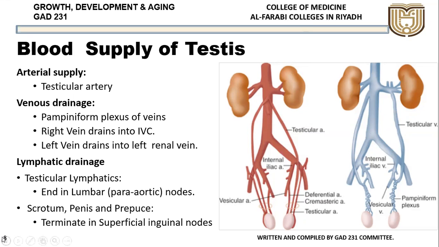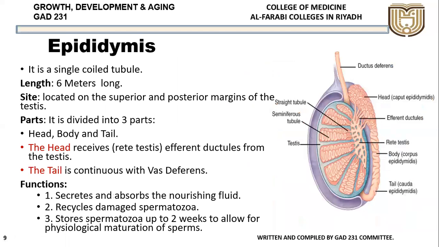Coming to the lymphatic drainage, it is by the testicular lymphatics, and they end in the lumbar or para-aortic group of lymph nodes. Around the aorta there are groups of lymph nodes, and they drain into the para-aortic group. The scrotum, penis, and pubis drain into the superficial inguinal group of lymph nodes.